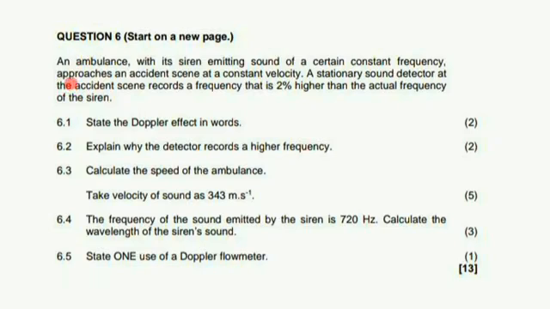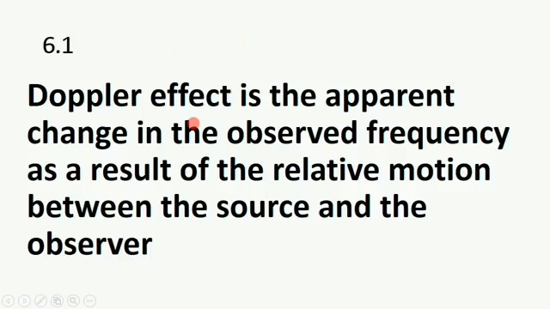It says an ambulance with its siren emitting sound of a certain constant frequency approaches an accident scene at a constant velocity. A stationary sound detector at the accident scene records a frequency that is 2% higher than the actual frequency of the siren. Then 6.1 says state the Doppler effect in words. So let's run quickly to that.